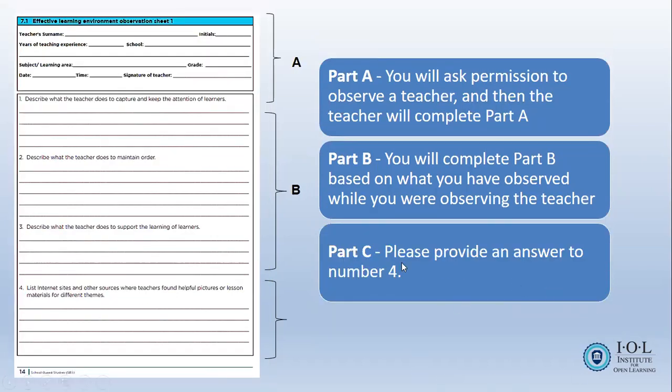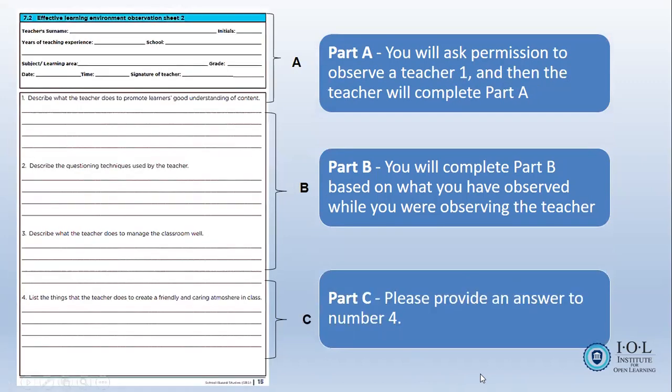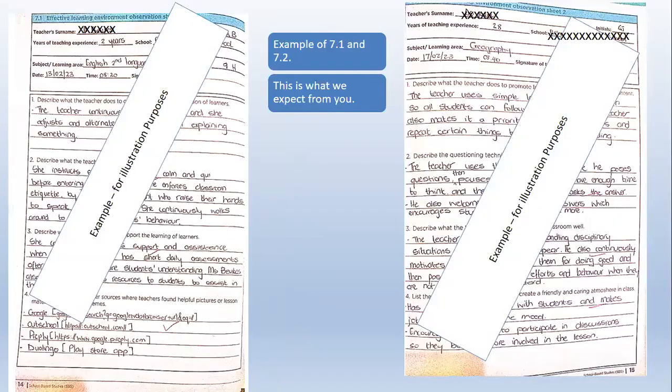That's the C part, provide an answer to number 4 as well. So you will have to complete everything there. So this is 7.2. It's the same. It's 1, 2, 3, and 4. There's an A part, the teacher completes. It's another teacher. You have the B part and you have the C part.